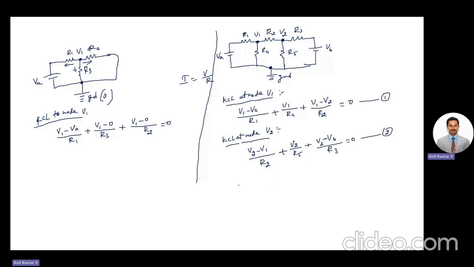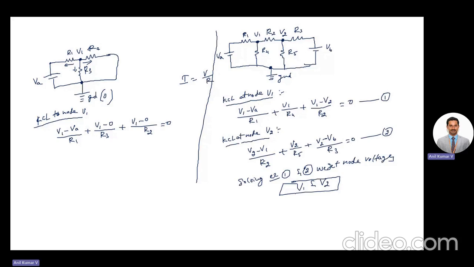So once you have only two nodes other than your reference node, you'll get only two equations. So solving equations 1 and 2, we get the node voltages. What are the node voltages? V1 and V2, given the voltage source values and the resistor values. So once we get V1 and V2, we can find either the current across another component or the power across the component. Whichever is required, you will be able to get the values.